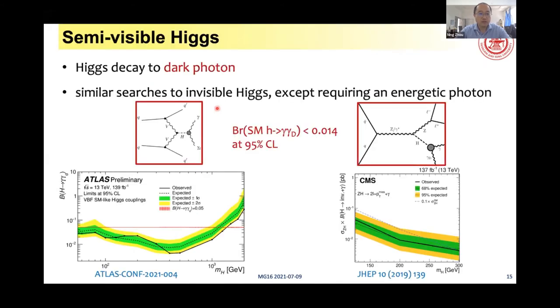Another interesting Higgs decay is the partially invisible Higgs: Higgs decay to a dark photon and one photon. These searches are very similar to the invisible Higgs, except they require one additional energetic photon. CMS and ATLAS also give strong constraints on that. The branching ratio of Higgs decay to a gamma and a dark photon should be smaller than 0.014 at 95% confidence level.